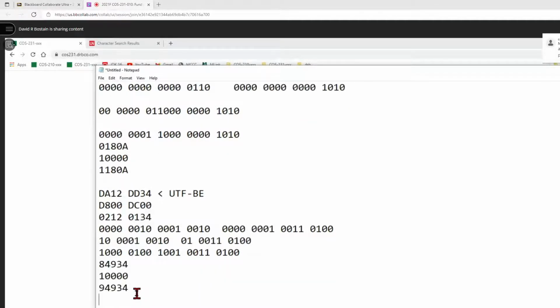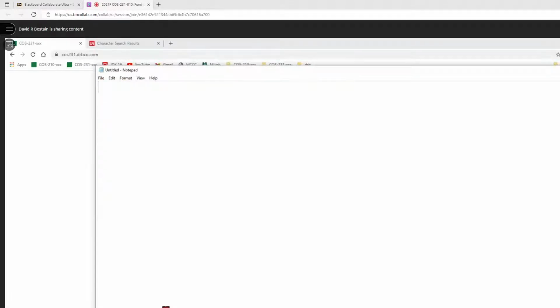Okay, let's do one more thing here. Let's assume for a second we were given the number CEA9, in UTF-8. What we want to know is what's the code point and what's the name of the character.